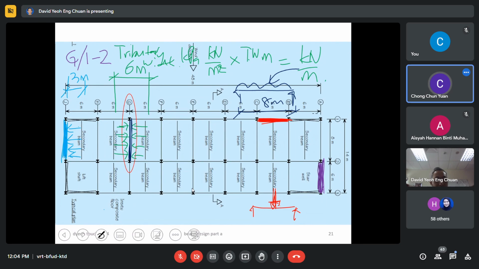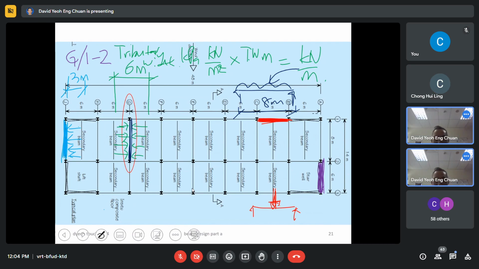Sorry, sir. I don't know. You don't know. Okay, let's ask another student, Chong Hui Ling. Yes, doctor. What's your answer? For the purple color beam. Yes. Restrained or unrestrained? What makes it restrained? Such an independent beam. What independent beam?